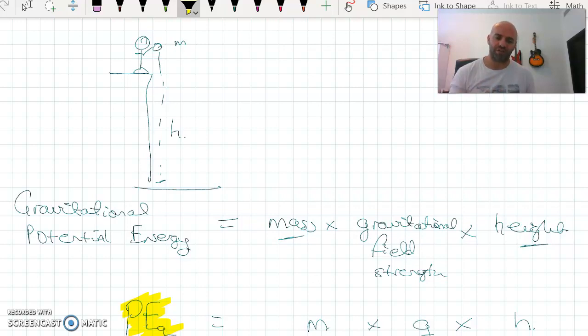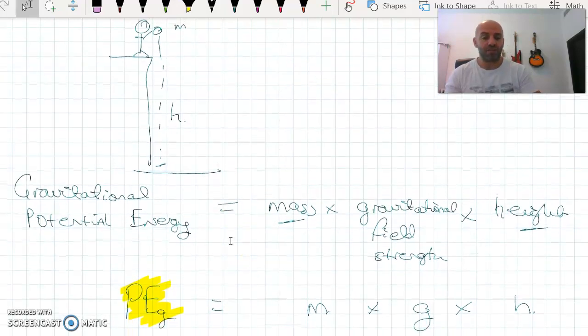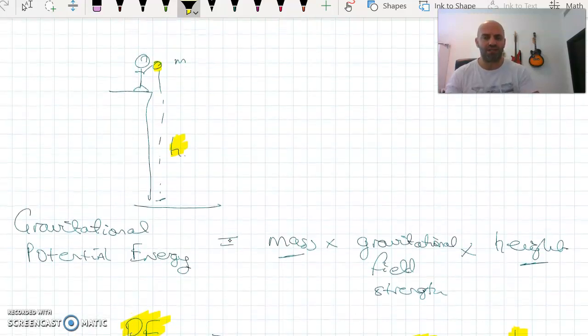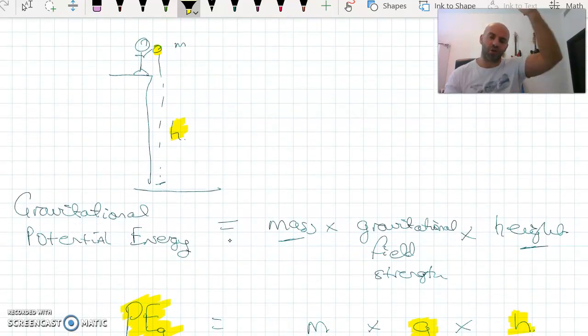So we all live on planet Earth. Most of us do anyway. Planet Earth has its own gravitational field, and we'll meet that idea later on. Obviously, the higher that we go, the higher I raise this object, maybe a little ball or something like that, the more potential energy it would have.